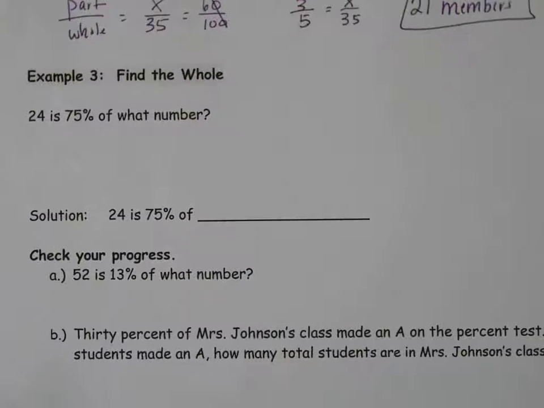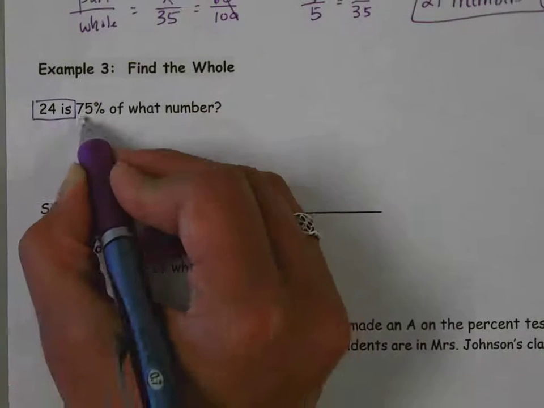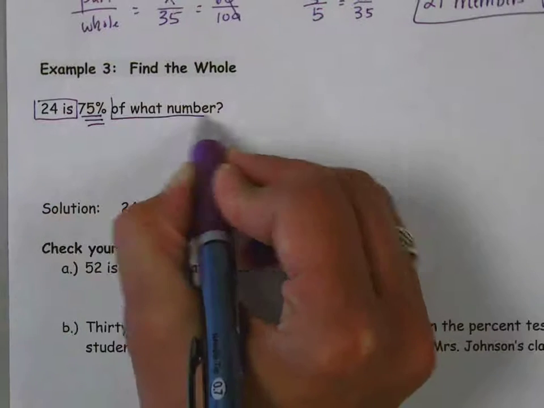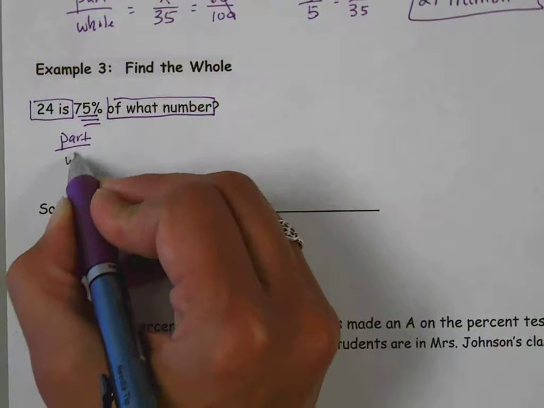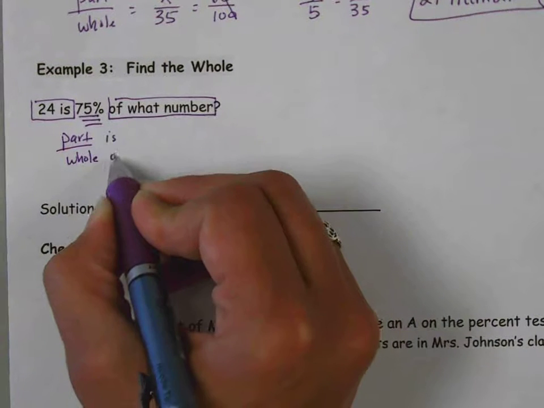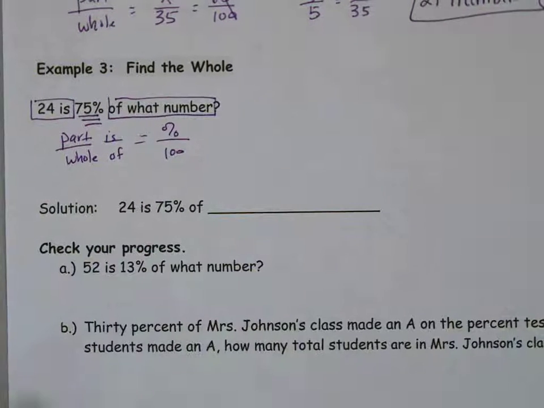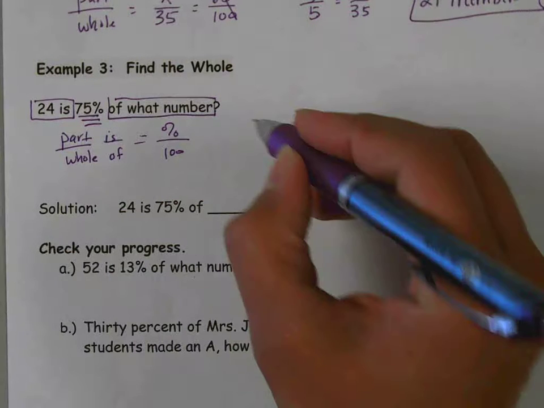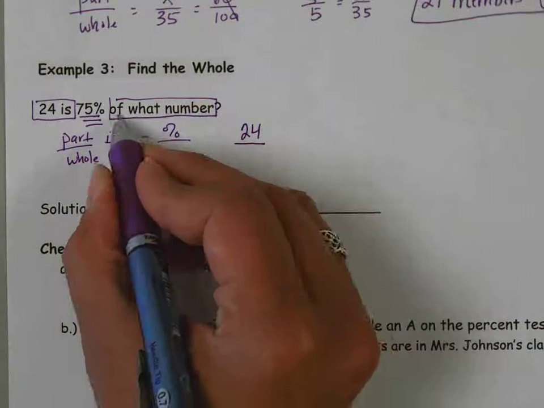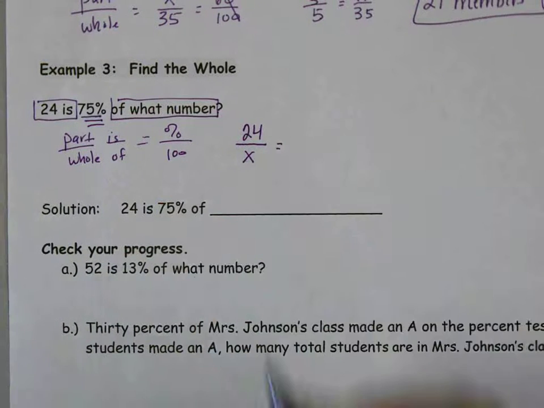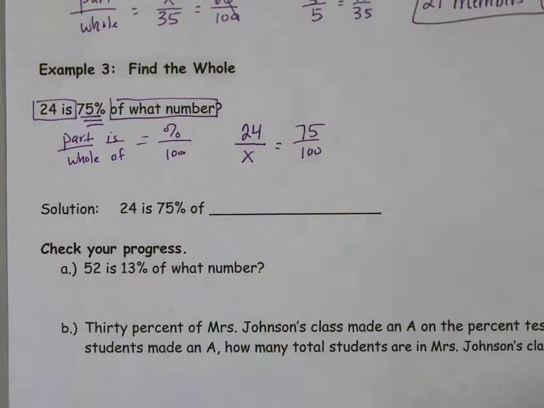The next thing we're going to do is find the whole. So this says 24 is 75% of what number? So remember we have part over the whole. You can remember that as is over of for these types of problems equals the percent over 100. So 24 is, that is our part. We do not know what the whole is, so that's x. And we know our percent is 75 over 100.